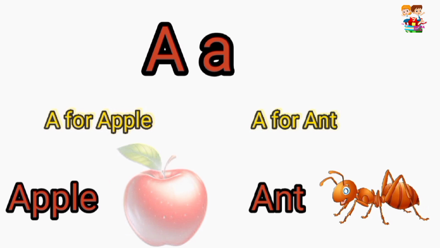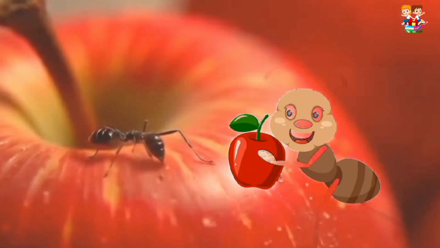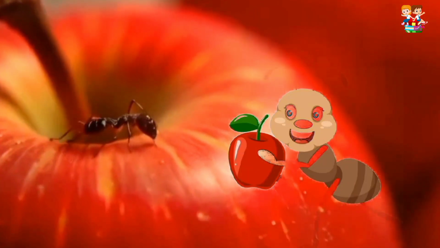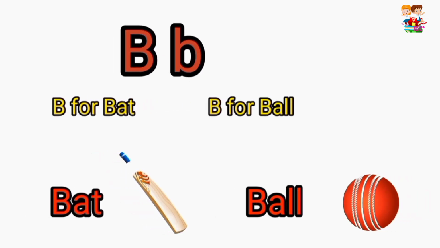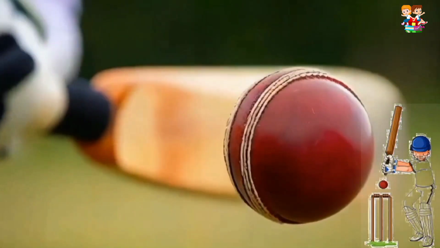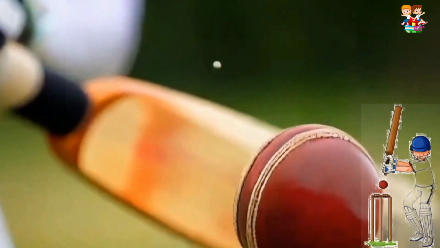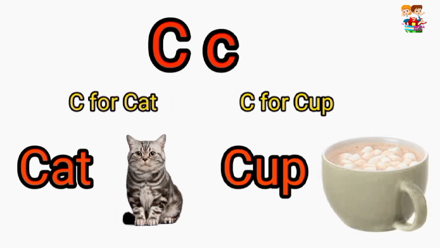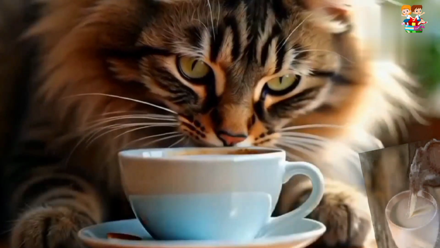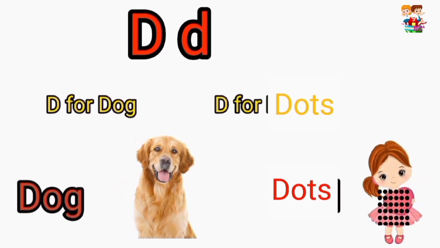A for apple, A for ant, B for bat, B for ball, B. C for cat and C for cup, D for dog, D for dots, D.